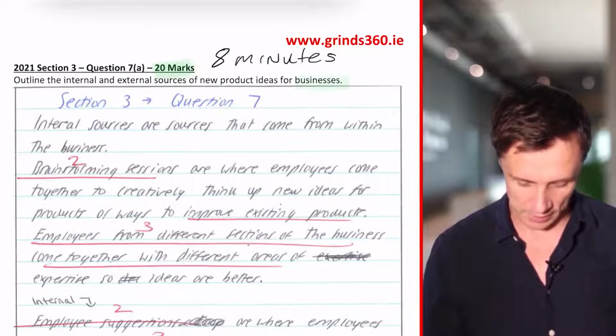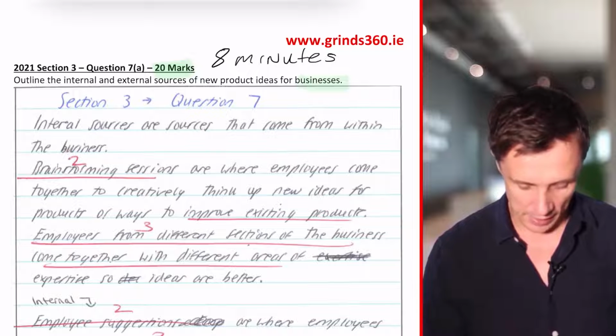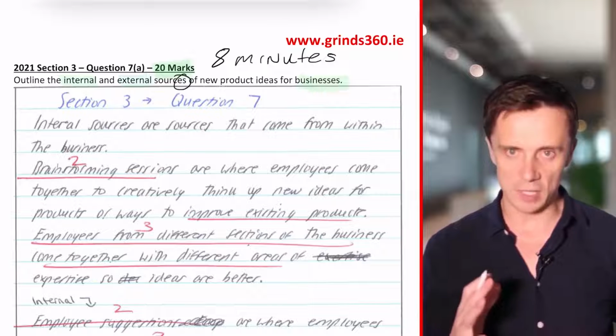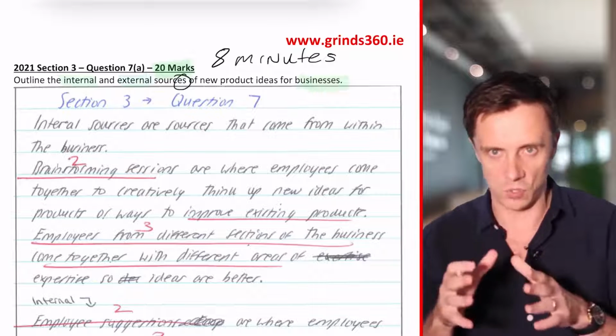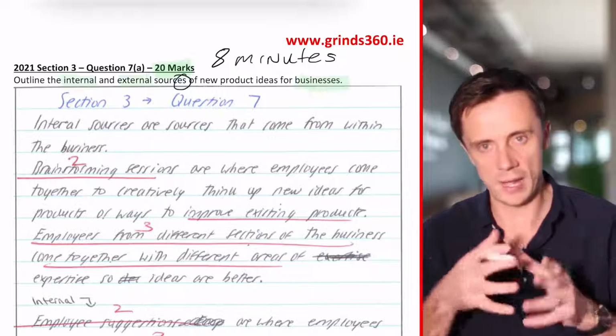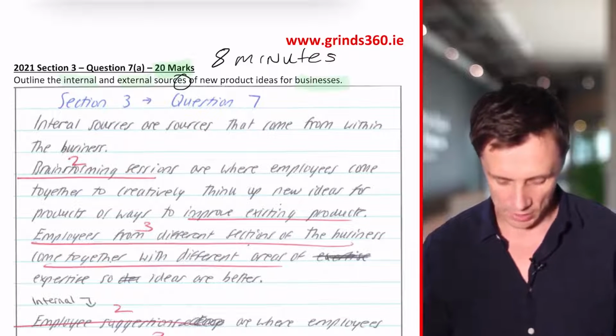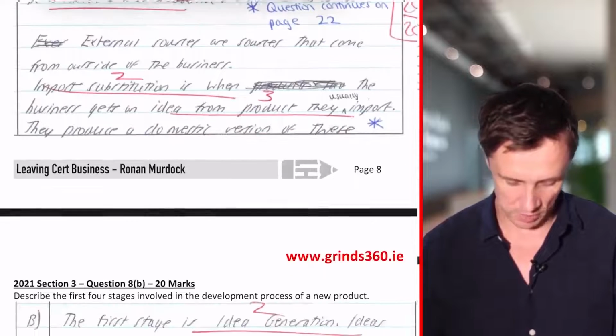So we know it's for a business. And then they're saying internal and external sources, so it's plural. I'd be saying to myself, internal sources, it's plural, it's more than one, and external sources, it's plural, it's more than one. So now I know they want 2 internal and 2 external. That's just important for me to remember.